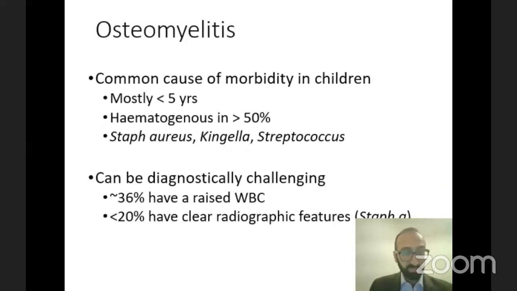So osteomyelitis is probably something that you'll see very commonly and that we see very commonly. The organisms that cause osteomyelitis vary, and so your mix may be slightly different to the Staph aureus and Kingella particularly that we see. Most children who get osteomyelitis are quite young, at least in Northern Europe and North America, and most of it is seeded hematogenously. It can be diagnostically challenging for the clinician because not all of them have raised inflammatory markers and white blood cell counts, and the radiographic features are not usually helpful.